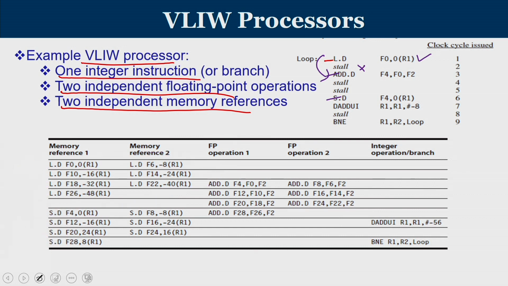Now, since 2 memory references are there, if I unroll the loop one more time, you will get the next set of load F6, minus 8 of R1. And these 2 loads are operating on 2 different memory locations. I can say that they are 2 independent memory references. So, I could do both the loads together and both the floating point adds together, because I can perform 2 floating point operations at exactly the same time, and that results in 2 stores coming together.